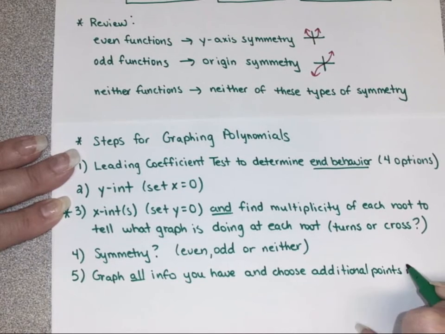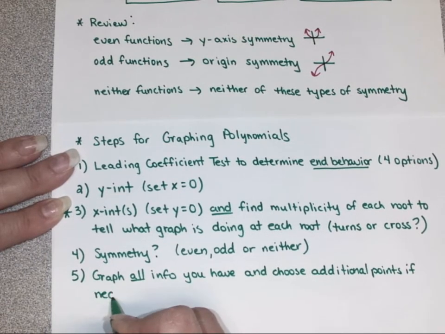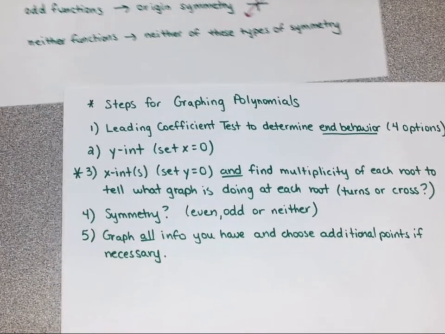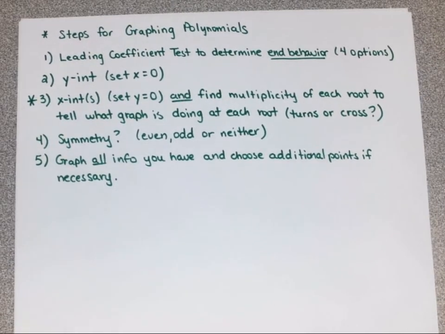So this is where you have to use some reasoning skills. If you graph and you have enough information and you can tell what the graph is and what it looks like, then you might not need to pick additional points. But if there are gaps in your graph and you're not sure what it's doing at certain spots, then it means you're going to have to pick some additional points.